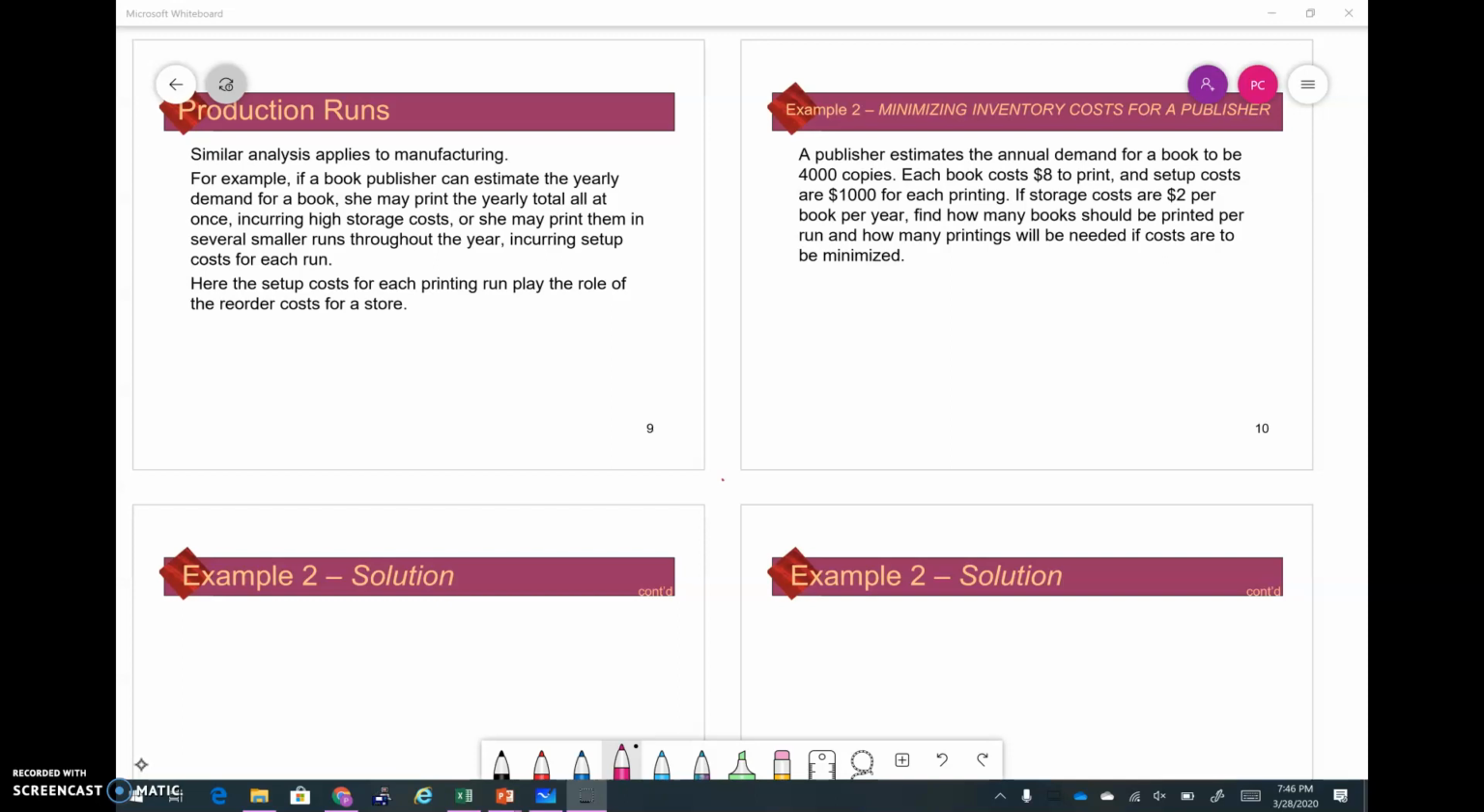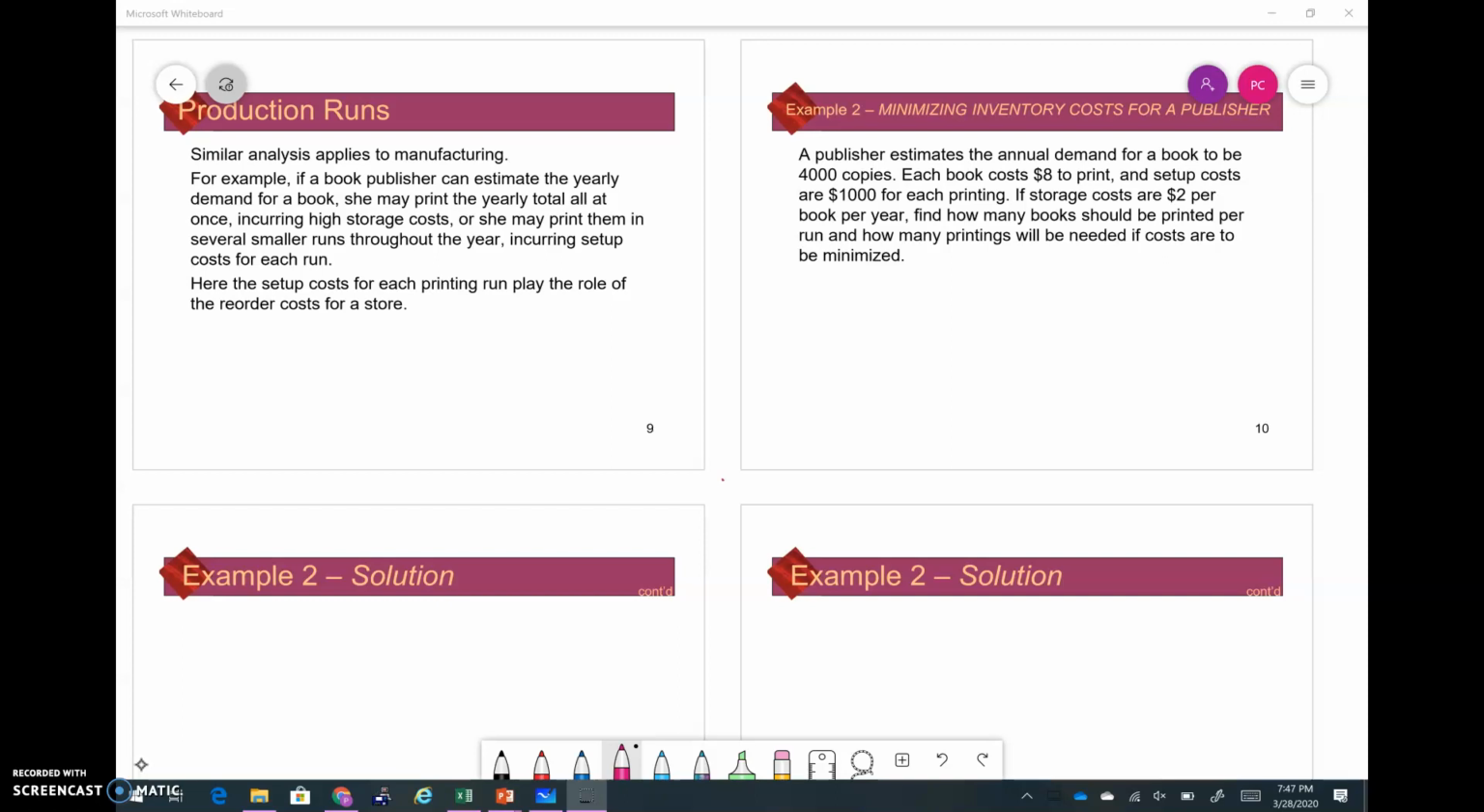So for example, if a book publisher can estimate the yearly demand for a book, he or she may print the yearly total all at once, which would incur high storage cost, or he or she may print them in smaller runs throughout the year, which incurs setup costs for each run. Here the setup cost for each printing run would play the role of the reorder cost for a store. So this would work for any type of manufacturing, anytime you're building a product.